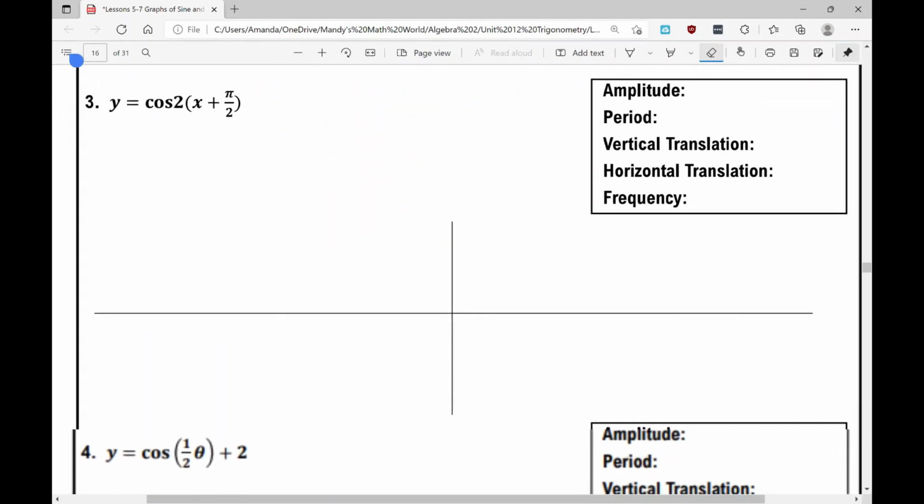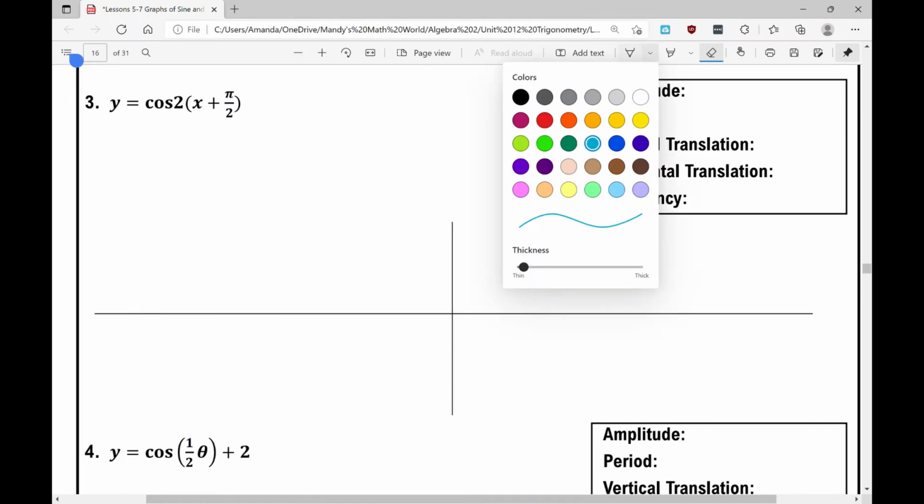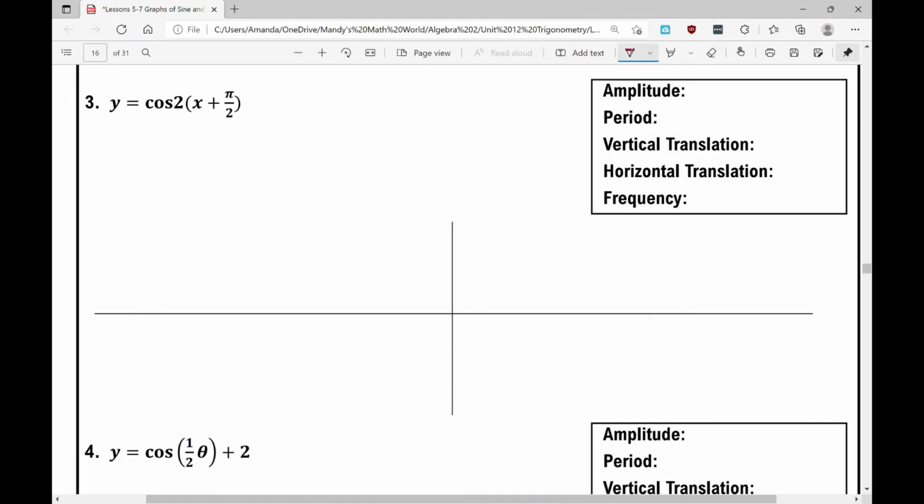Okay, in example number 3, we've got a little more going on. We do not have an amplitude change, which means what's the amplitude? It's just 1, right? Distance from your midline to your high line. We don't have a vertical change. So that means my midline is right here, right? It's just the x-axis. However, we do have a period change. This value right here is our b value.